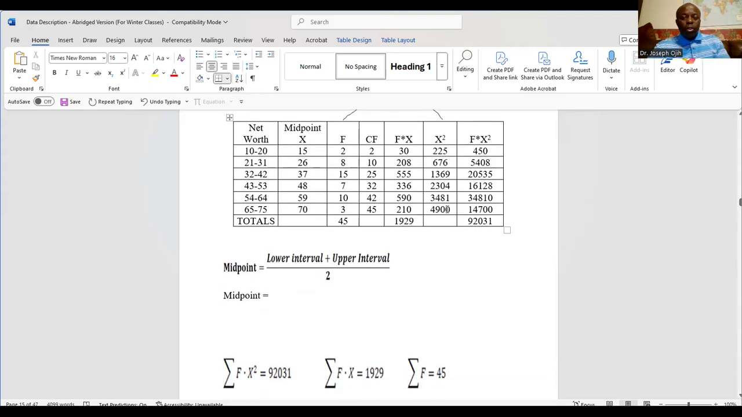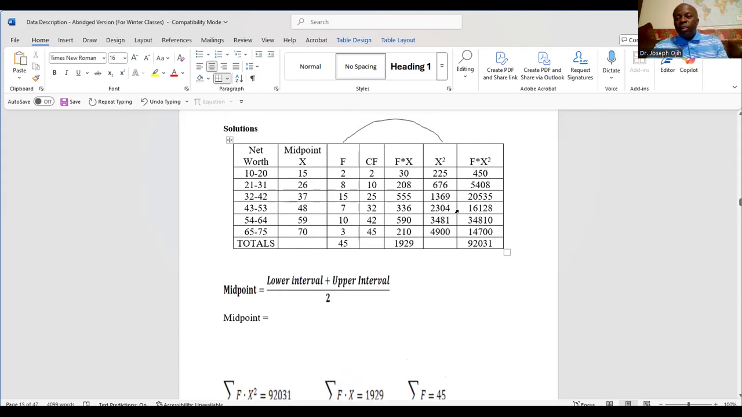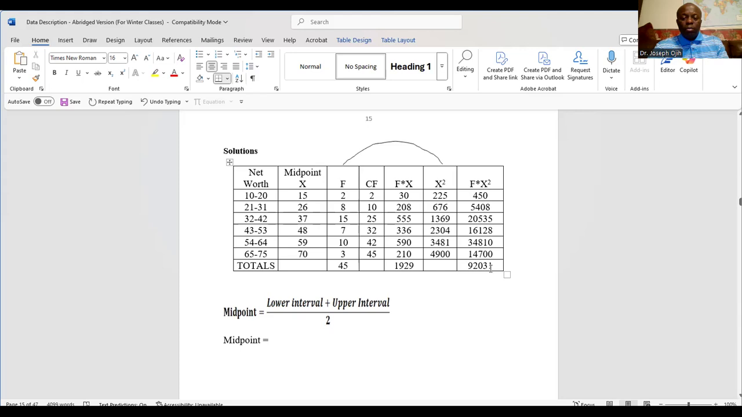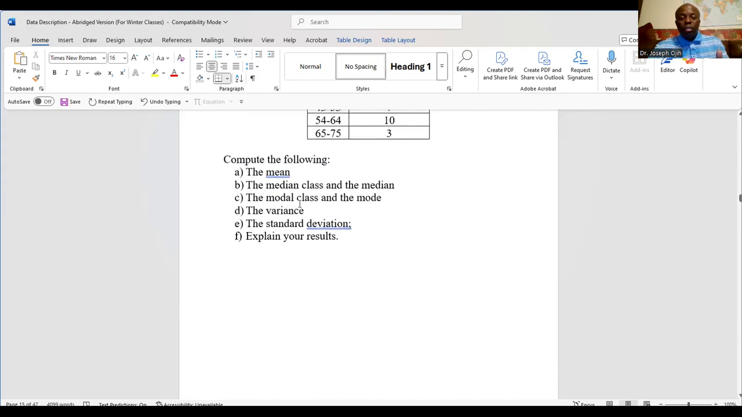So you can see. Now, when preparing this table of values, be very careful because any mistake you make here, all your answers will be wrong. So be very careful. Now we have that f times x squared total is right here, this is the total frequency. Now we are ready to answer the question, the mean, median, and so on.